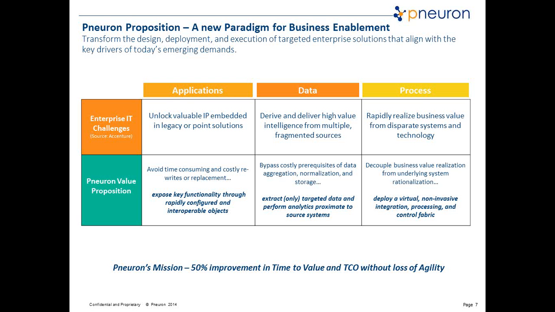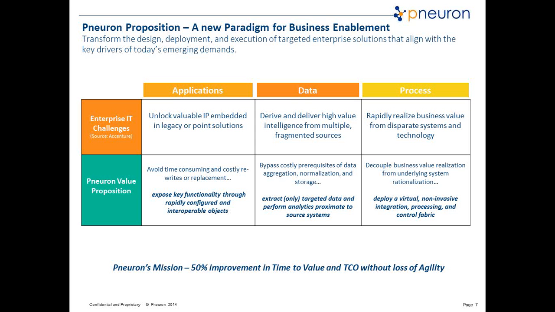On the application side, if you're going to meet the fast time to value, low TCO, you simply must avoid, wherever possible, the very time-consuming and costly replacements and rewrites. The Neuron approach is to expose the key functionality through what we'll call rapidly configured and interoperable objects. We'll discuss those in a moment.